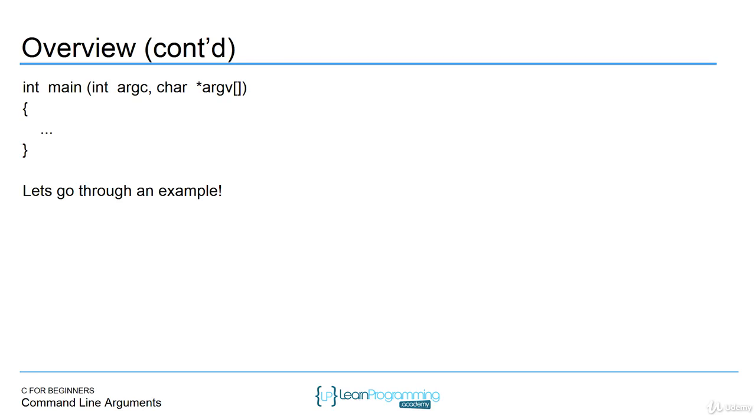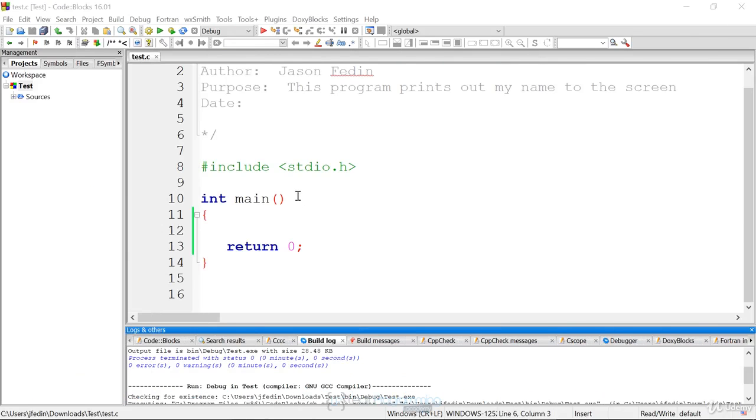Basically, everything after the comma would be some data that you're passing to the program. And the argc would be the number of the data. Right, so let's go through an example. That's the best way to learn this. Okay, so here's our example.